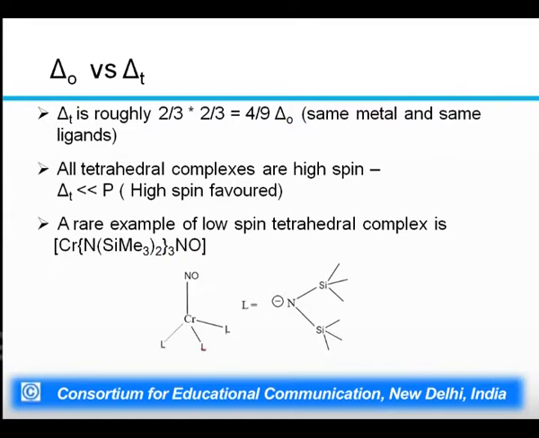Now, since delta T is so small, the value of delta T is always less than the pairing energy. And as a consequence, all tetrahedral complexes are high spin. Of course, there are 2 or 3 exceptions. One rare example of a low spin tetrahedral complex is that of a d4 chromium(IV) complex with 3 bulky ligands and NO plus ion.